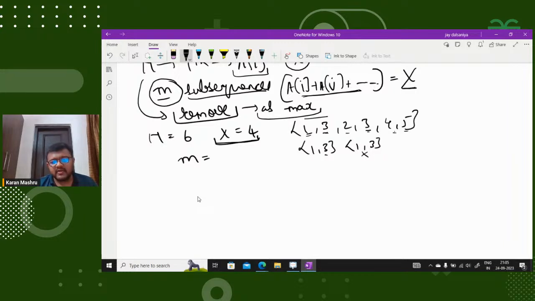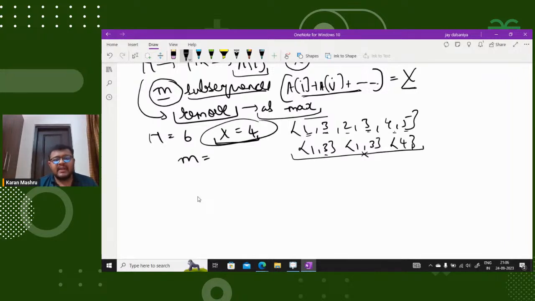What can be the other way? You can add 1 and 3. Sorry, 1 and 3 you can simply take 4. So you can make 3 subsequences whose sum of the population is equal to 4.